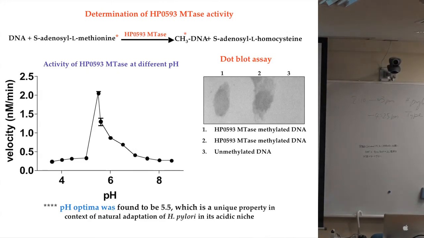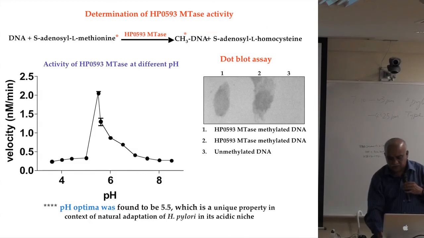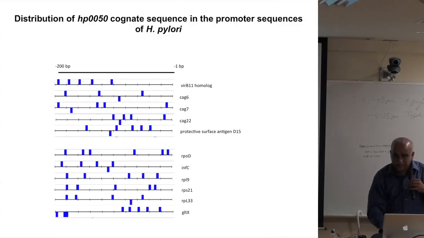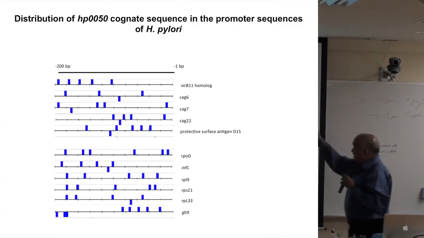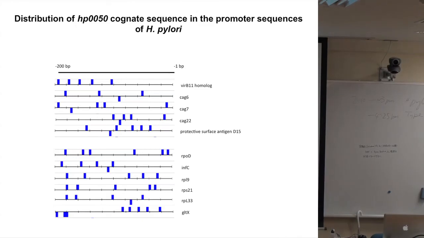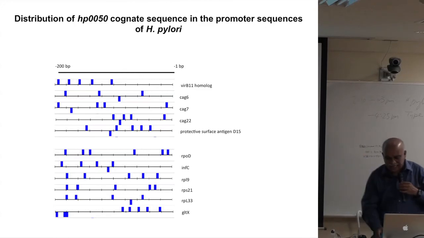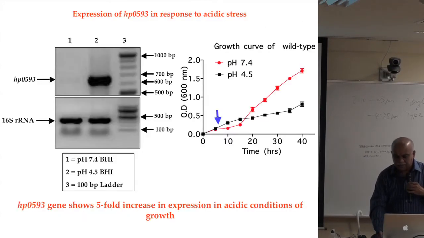So we don't know, but the in vitro experiments clearly suggest, from pH stability and pH optima, that pH 5 is what this enzyme is all about. So we did a microarray of growing H. pylori at 4.5 and at 7.4. And again, we find, and I'll come to that, even for this methyltransferase, in a number of pathogenesis genes upstream, that this site is present. So again, differential promoter methylation may be one way of regulating many genes involved in H. pylori adaptation to harsh conditions.